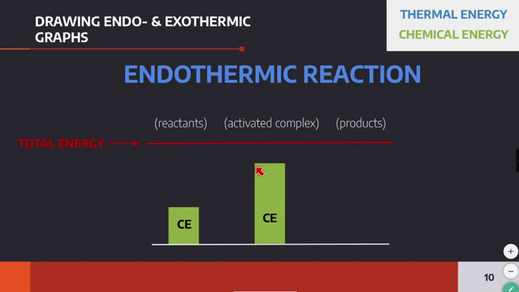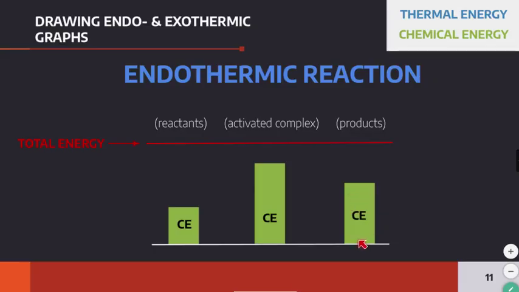For the activated complex, it needs to be the same place that it would have been on your exothermic reaction graph. Near the top, chemical energy has to increase because we're breaking bonds, going against the intramolecular force.